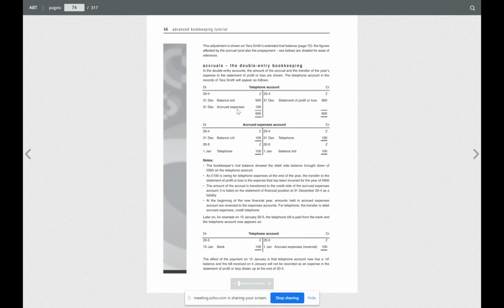So it's fine. There was accrued expense at the end of the year. So it's a liability. So we made a telephone expense account, and also we made accrued expense account. So it is showing into the telephone. What it is showing you, like telephone expense balance brought down. So balance brought down means the opening prepaid expense was there, and then we had accrued expense at the end of the year as well, 100. So in the statement of P&L we will be showing 600 pounds.